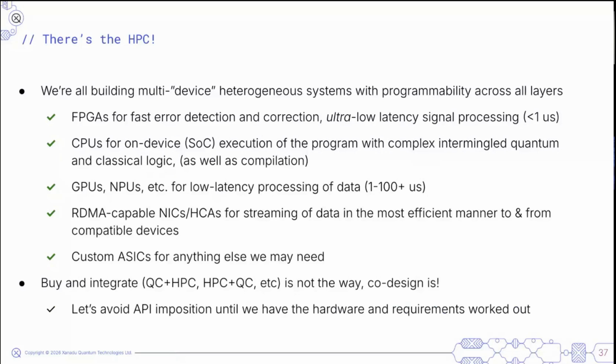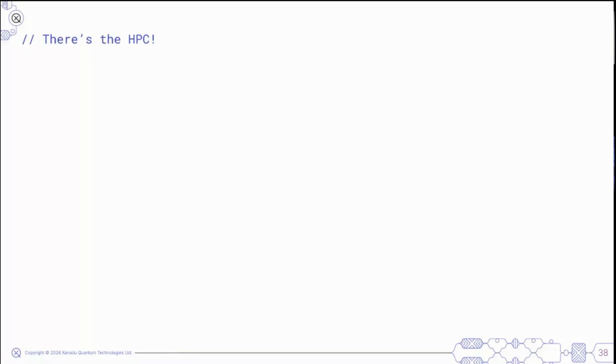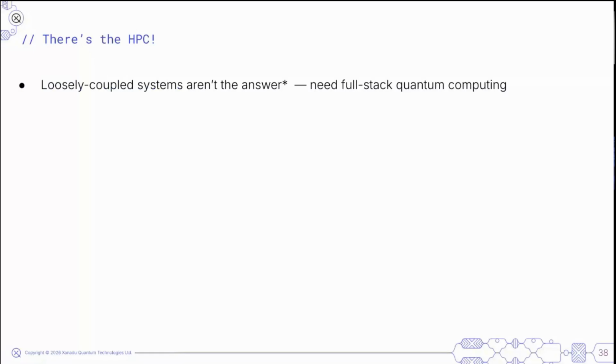And we don't want to put APIs in place until the hardware and the requirements for what workloads we care about are actually defined. We think it's a little bit premature in that regard. So loosely coupled systems aren't the answer. We need this full stack approach.